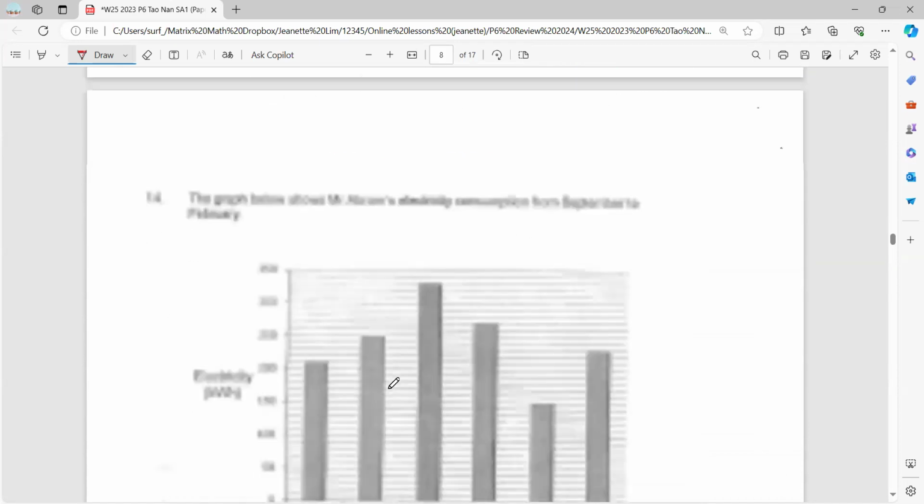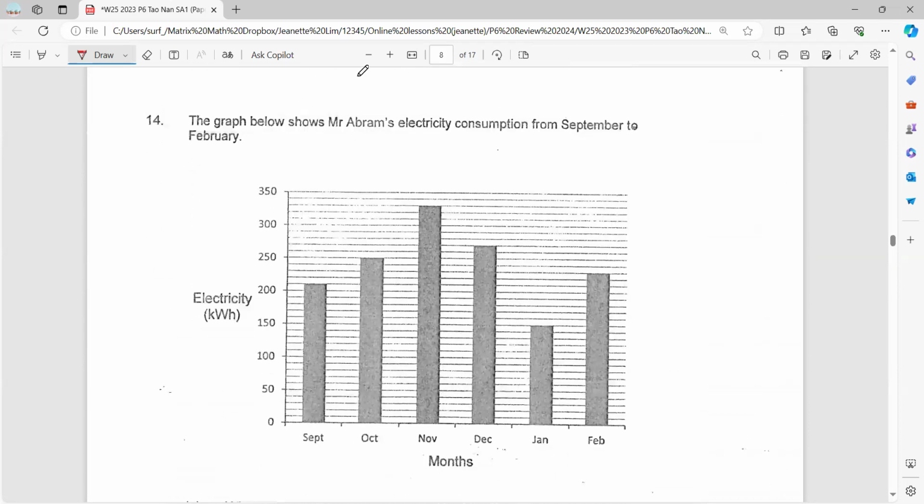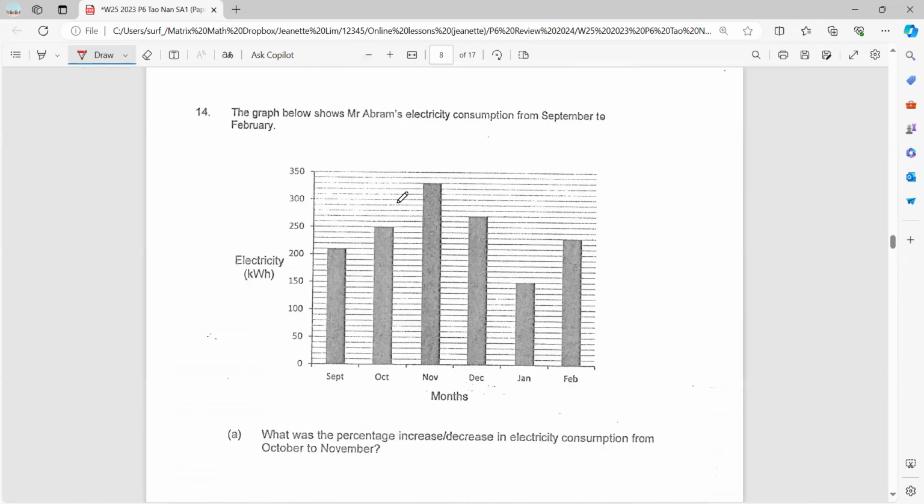All right, next question, number 4. Sorry, 14. 14 is a graph question. So it shows Mr. Abrams' electricity consumption from September to February. What was the percentage increase or decrease in electrical consumption from October to November? Okay, before we continue, let's find out what is the value of each month first.